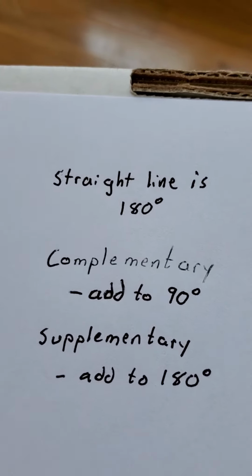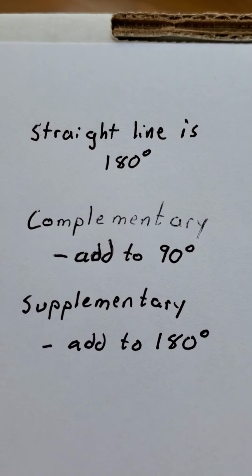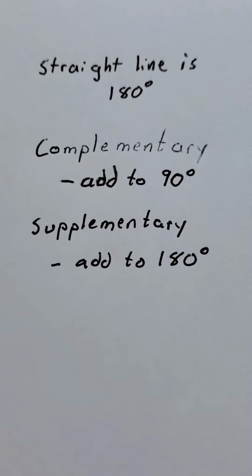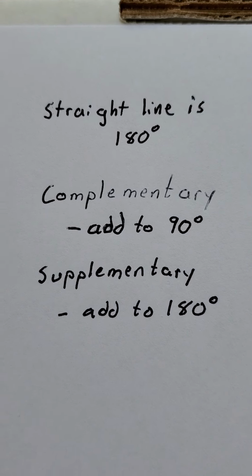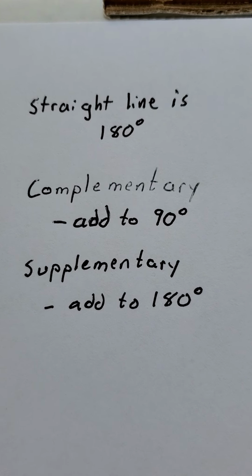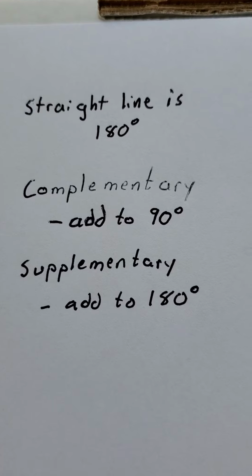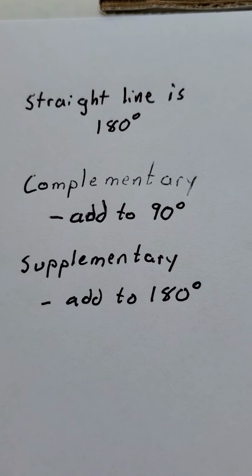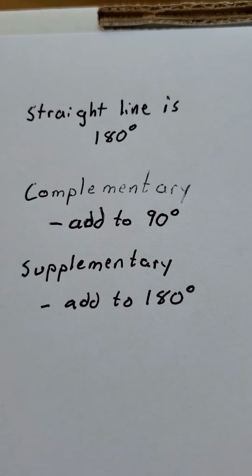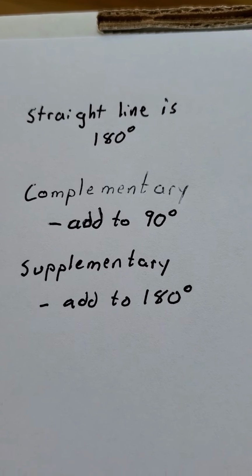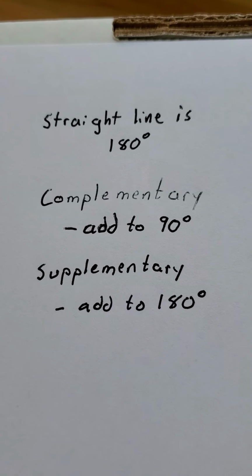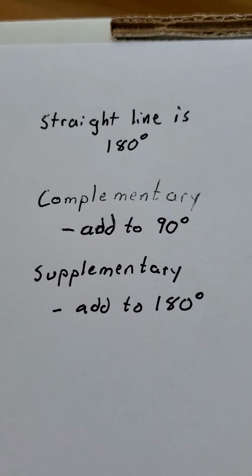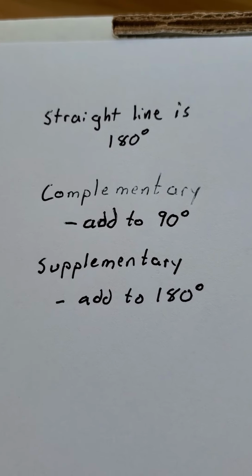Before I get going on the lesson, there is a couple things that I do want you to remember. There's 180 degrees in a straight line. Complementary angles mean that they add to equal 90 degrees. Supplementary angles mean that they add to equal 180. Some of your quiz questions will use that vocabulary. So that's a quick review. Make sure you know what that means.